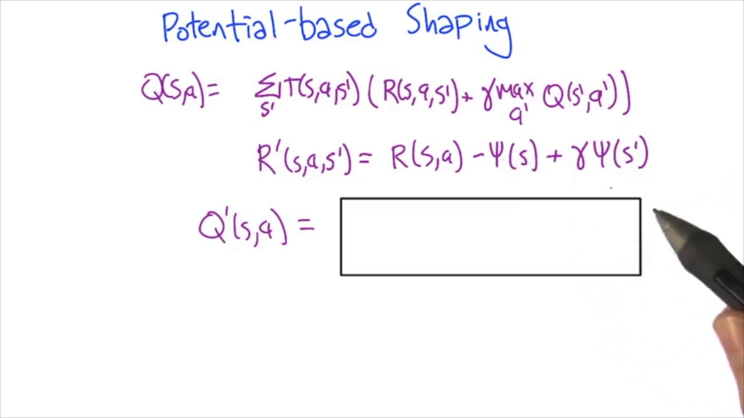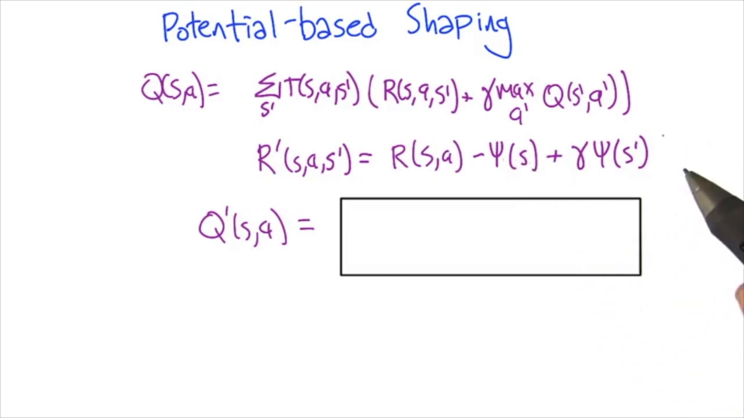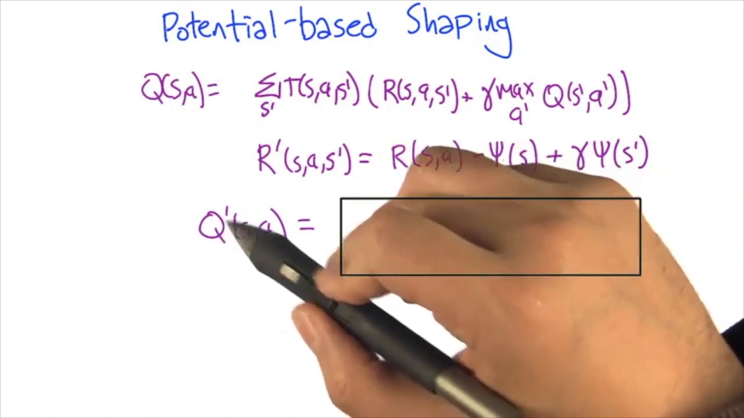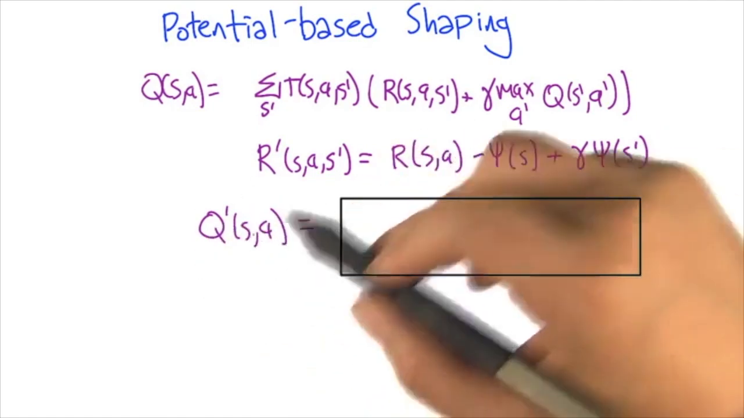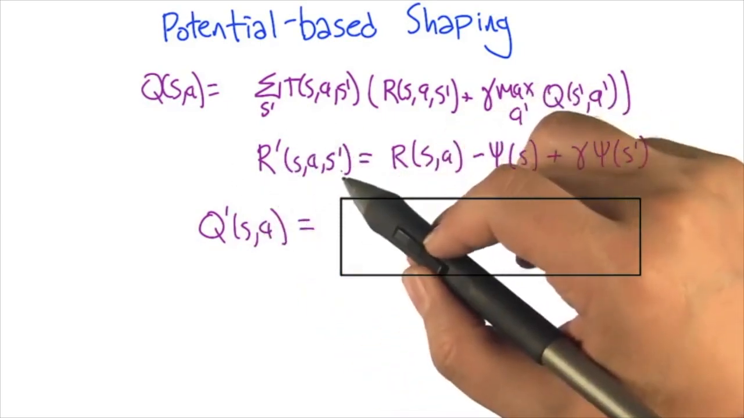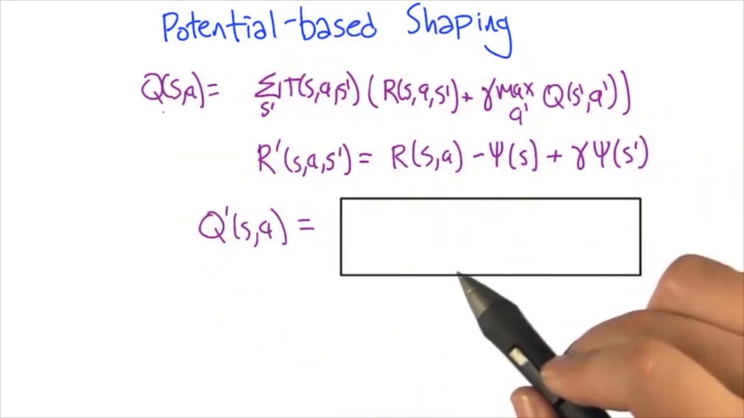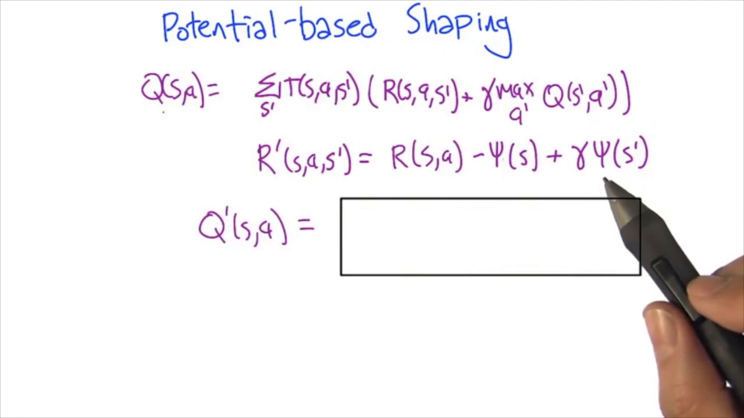Okay, so this makes sense. Great. Okay, so what we need to do now is figure out what the new Q function looks like when we've made these revisions to the rewards, as a function of the old Q function. Okay. I think I know the answer.